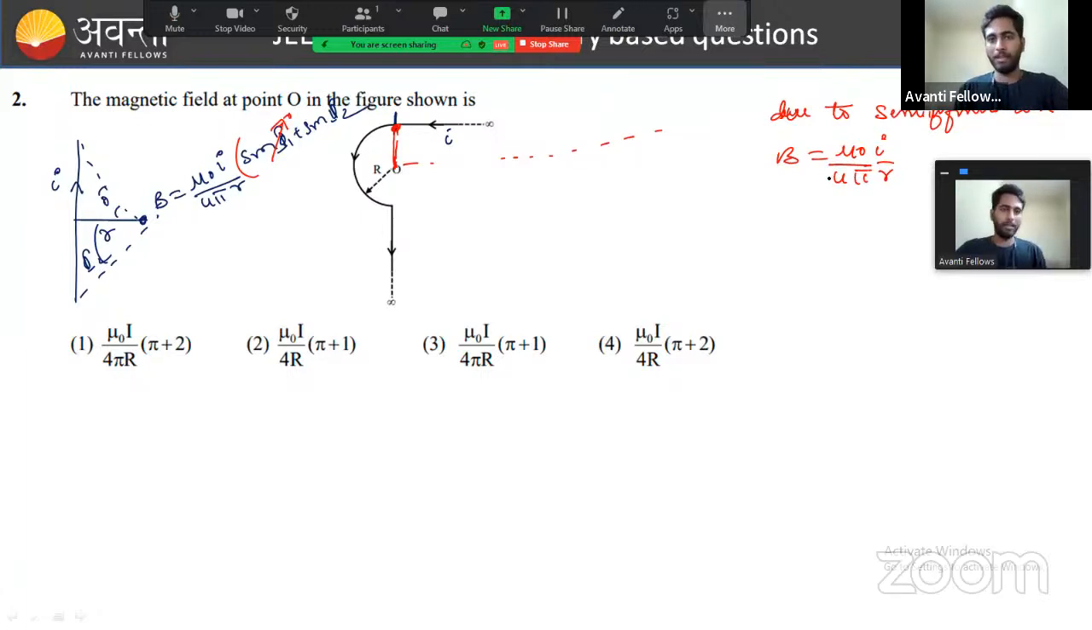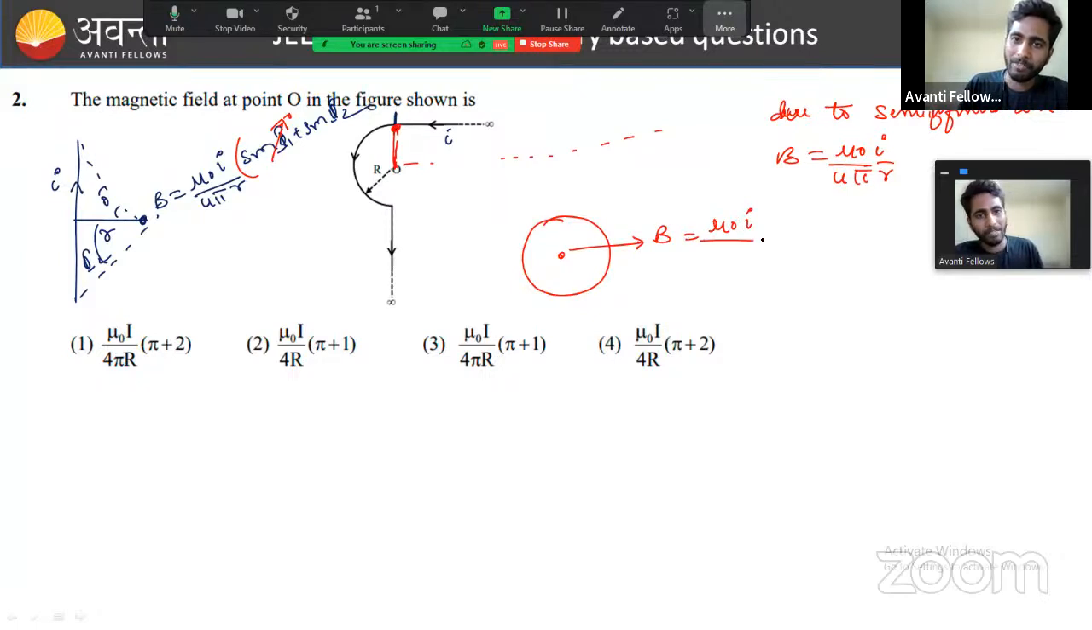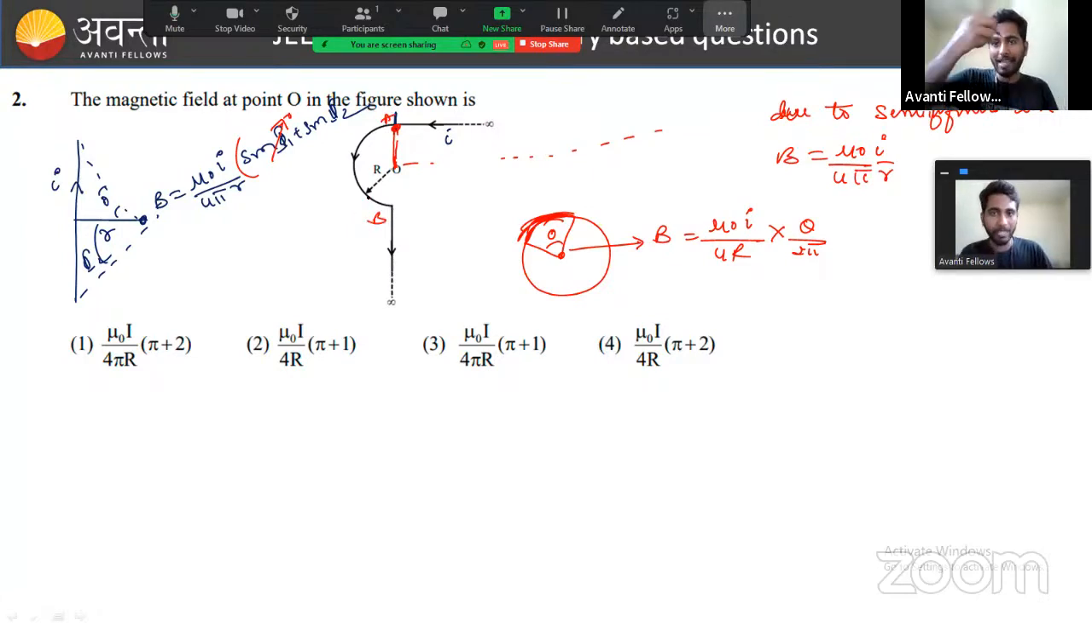Next, this is a circular arc. We know that at the center of a complete circle the magnetic field we can write as mu naught I divided by 4r. Now it is making some angle theta. If you want to calculate for this arc only, then we multiply this by theta by 2 pi. From point A to point B, this is the semi arc. A semi arc is nothing but half of the circle. What will be the theta it makes from here to here?